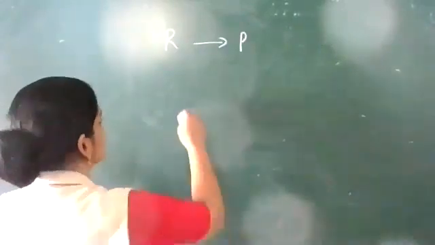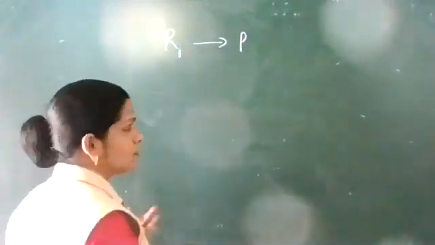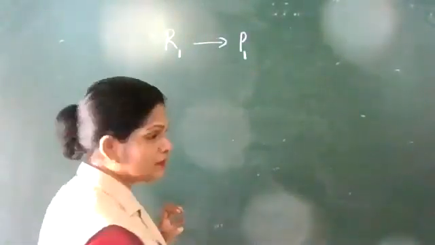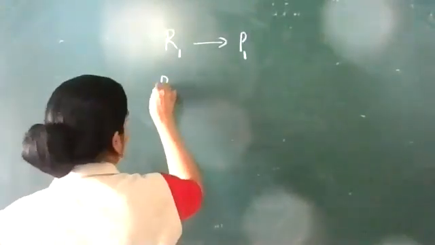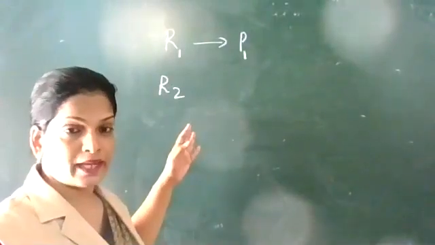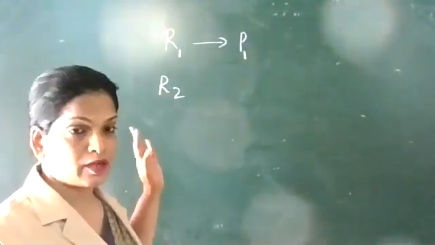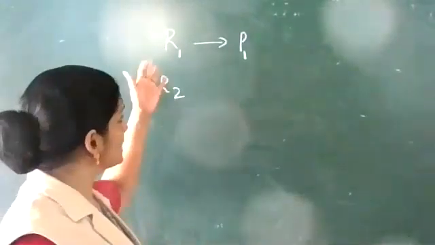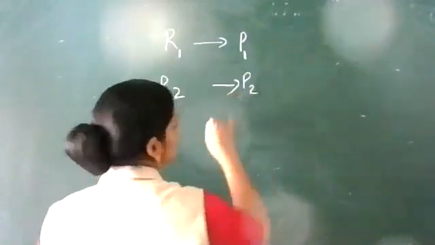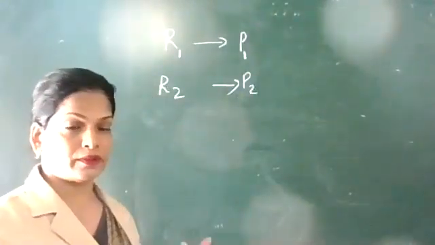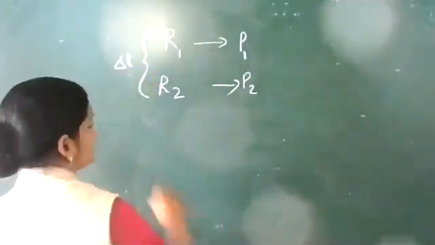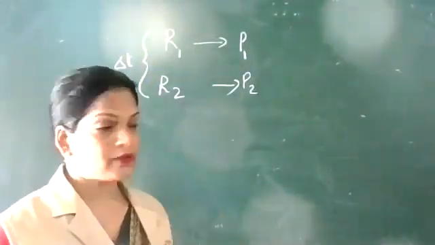Let initially, at a time, the reactant be R1 and at that time the product be P1. After some time, R2 is the amount of reactant, which is lesser than R1. At that time, P2, the amount of P2 is greater than P1. This happened within a time delta T, where delta T is the change in time.